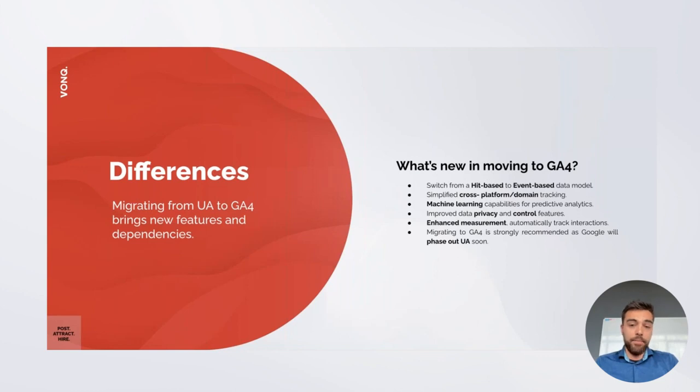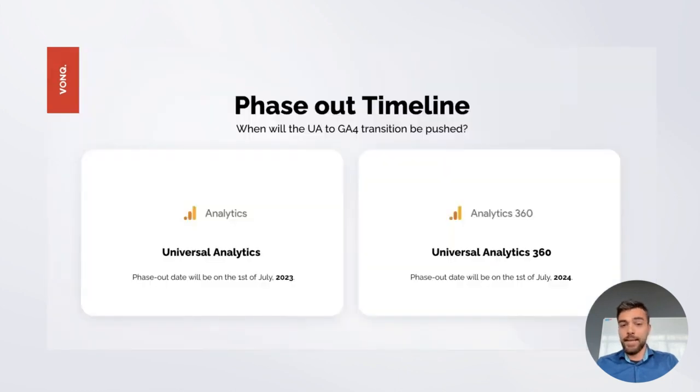And lastly, we strongly advise migrating to GA4 as soon as possible because there is a phase-out time, and that time is approaching quite rapidly as well. So what is the exact timeline? Well, for all standard universal properties, it's the 1st of July of this year. If you happen to have the luxury of owning a 360 account, then you can extend this deadline to 1st of July of next year in 2024.